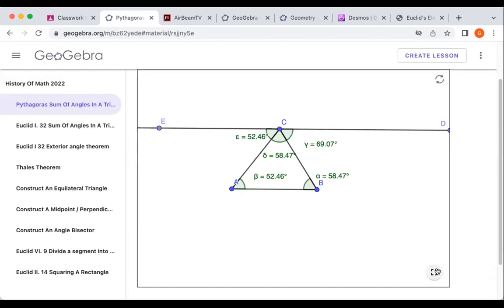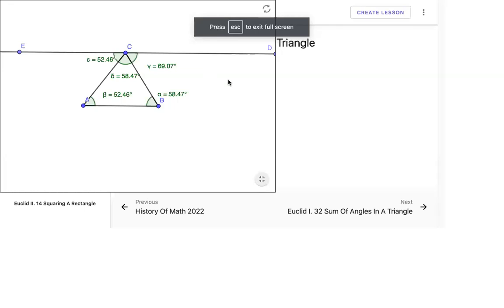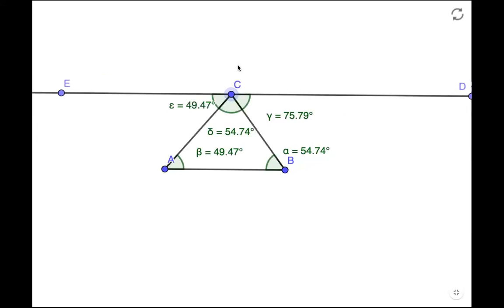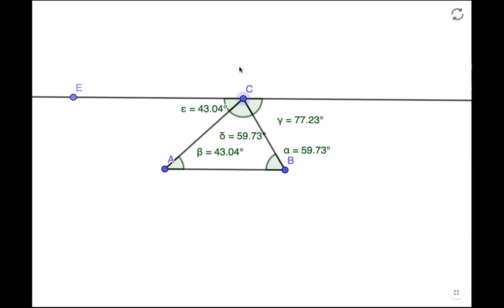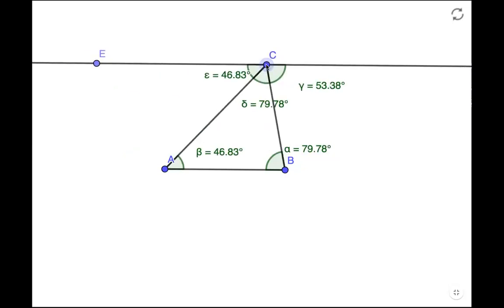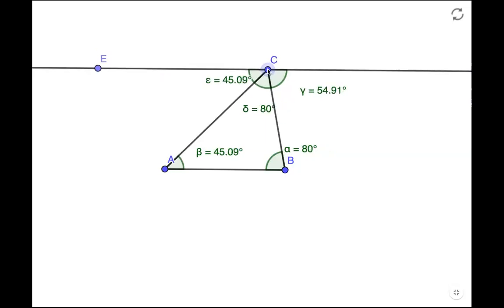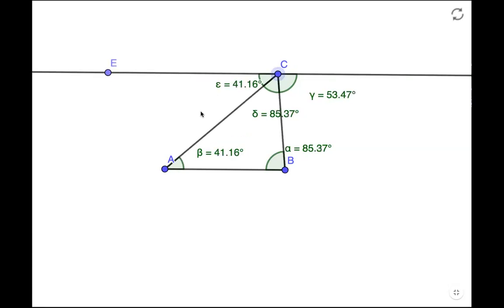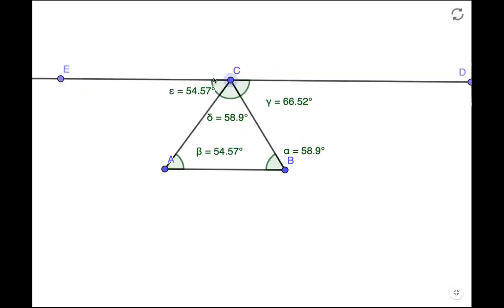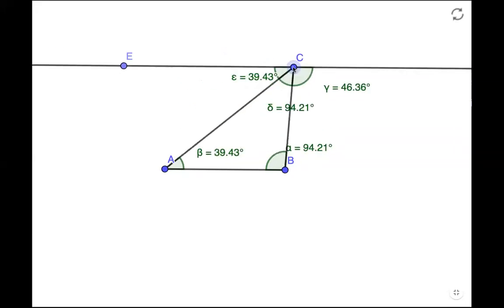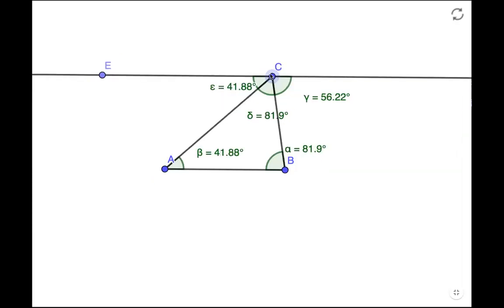go full screen. What we see here is a triangle, and drawn from the top vertex is a line parallel to the base. And we can make that line because Euclid's fifth postulate said that we can draw a line parallel to another line through a point, and it's a unique line. Pythagoras wouldn't have said it this way. It would have been common sense that you can draw a parallel line without calling it a postulate. Now look at what happens.